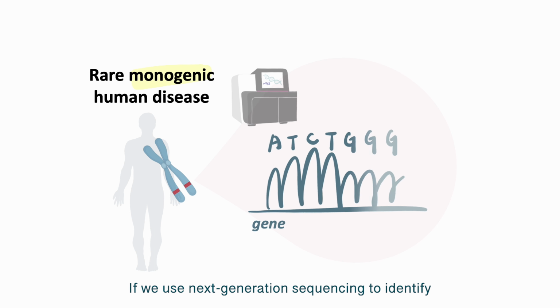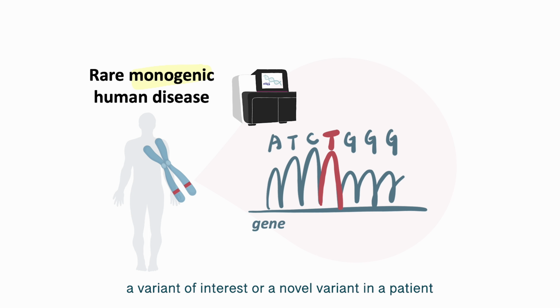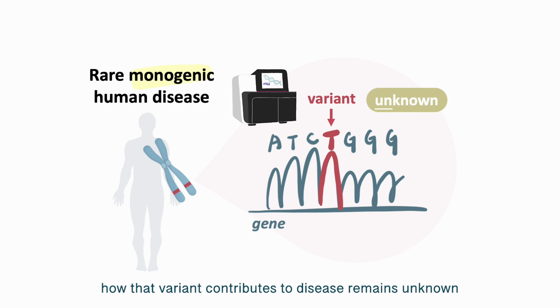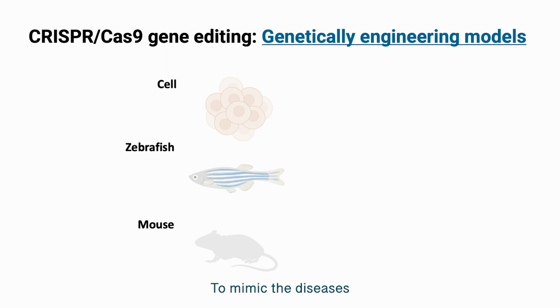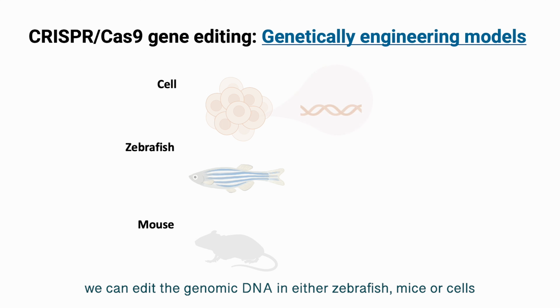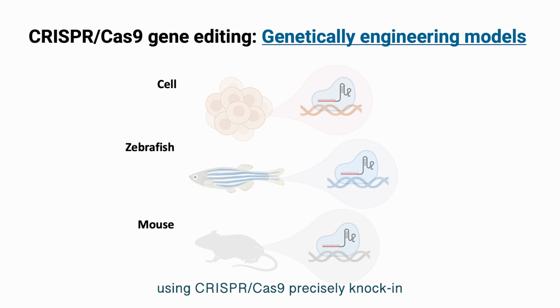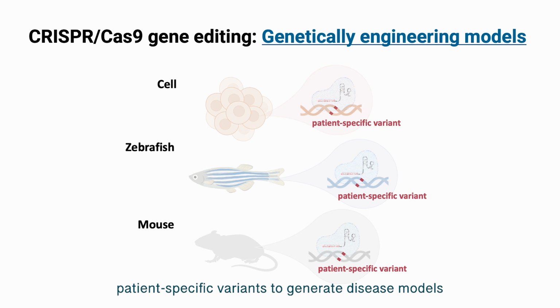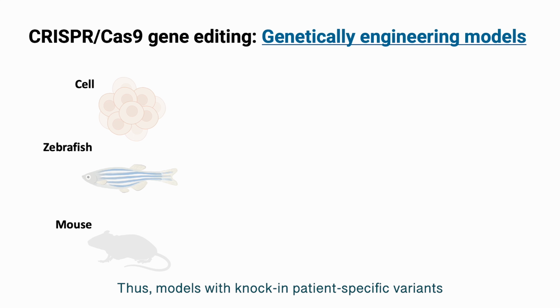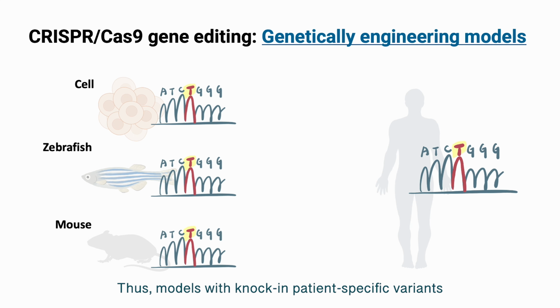If we use next-generation sequencing to identify a variant of interest, or a novel variant, in a patient, how that variant contributes to disease remains unknown. To mimic the diseases, we can edit the genomic DNA in zebrafish, mice, or cells, using CRISPR-Cas9 to precisely knock in patient-specific variants to generate disease models. Thus, models with knock-in patient-specific variants can mimic the diseases.